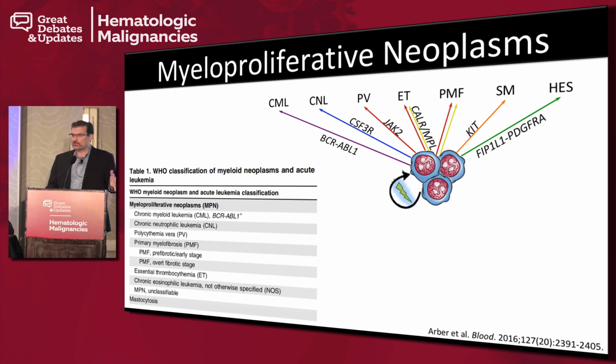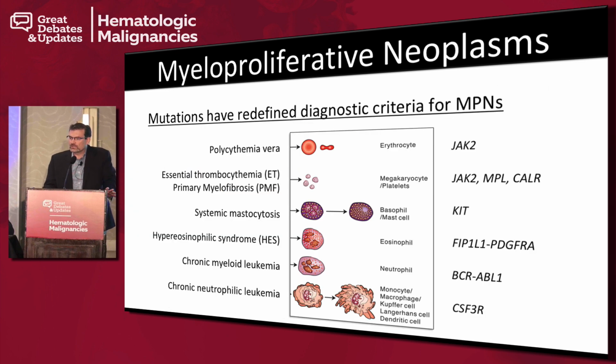So whether it be CML and BCR-ABL1, CNL and CSF3R, polycythemia vera, essential thrombocythemia, or primary myelofibrosis, the right mutation in the right clinical context is very strong evidence of the disease. And I'll show you later that's not exactly true for MDS. So each one of these disorders has genetic mutations that are strongly associated with it. And I think the default, the standard of care now, is to look for these mutations, whether it be a single gene test or as part of a larger panel.